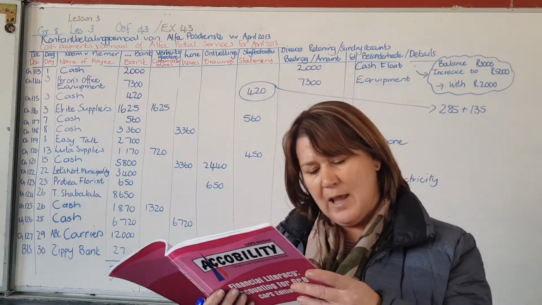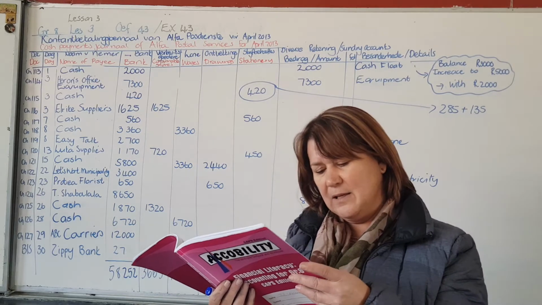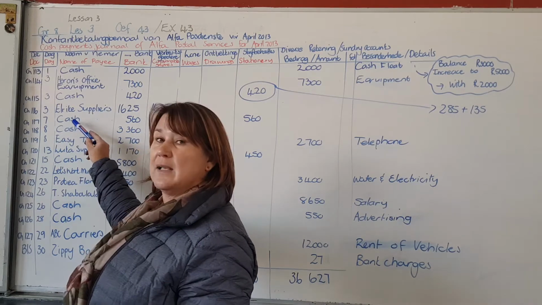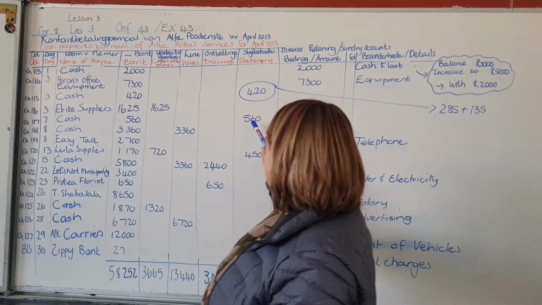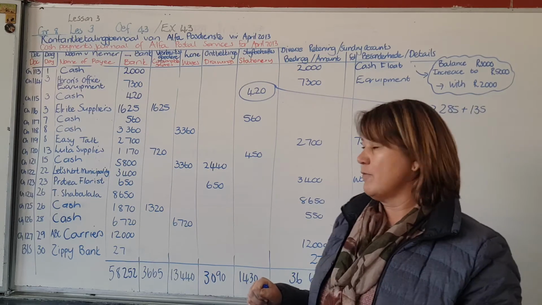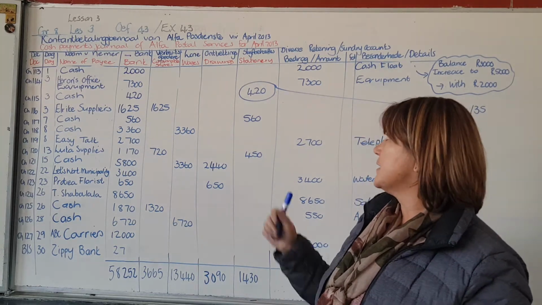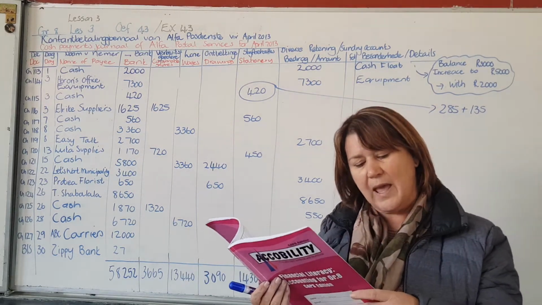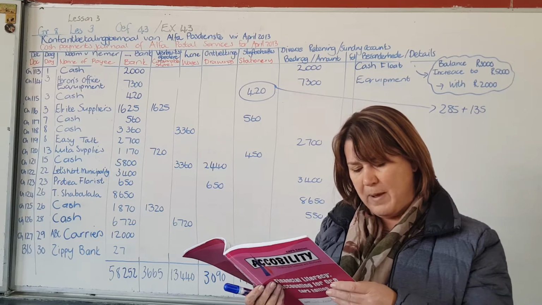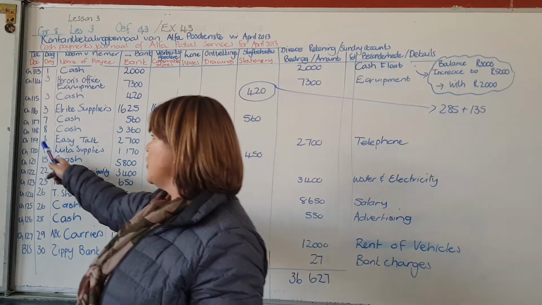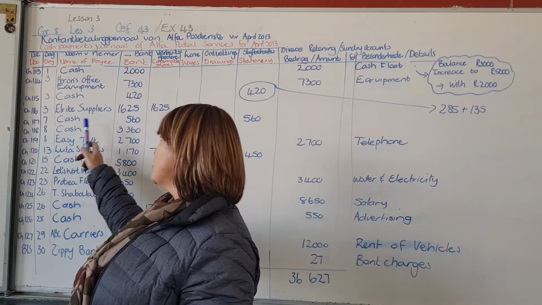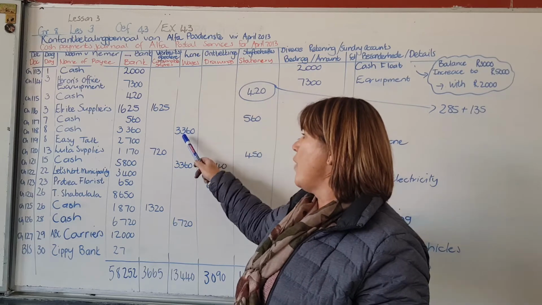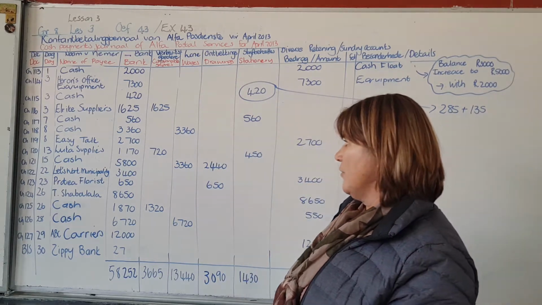Then on the 7th, cashed a check for the printer's ink cartridge, 560. So check 117 on the 7th. It's a cash check, 560, and the ink is part of your stationery. So the 560 will go into your stationery column. Then your next transaction on the 8th, cash a check to pay the wages. So it will be check number 118 on the 8th, a cash check. 3360 was the value of the check. What did you pay? You've paid your wages, 3360.